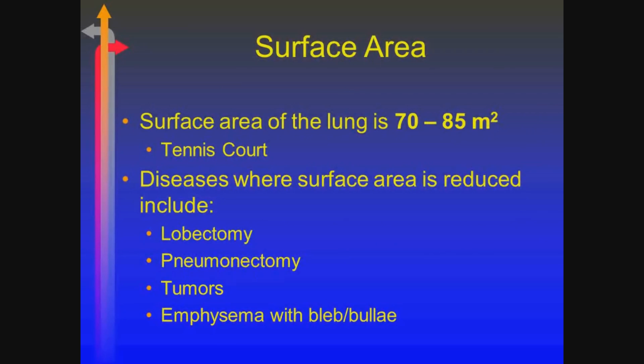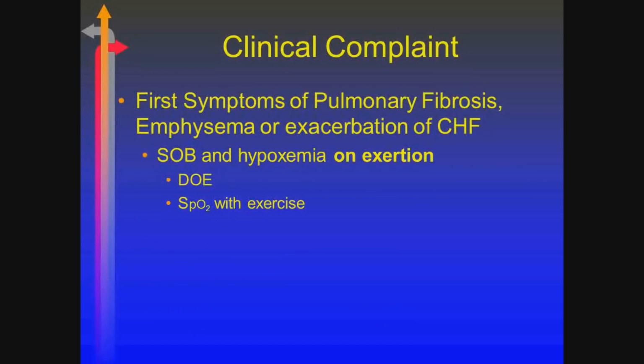Surface area we talked about. Things that would reduce the surface area include removal of a lobe, removal of a lung, and especially in our emphysema patients with the development of blebs and bullae. And that's really the first sign that they have, dyspnea on exertion, the DOE. At rest, they're pretty well normalized.